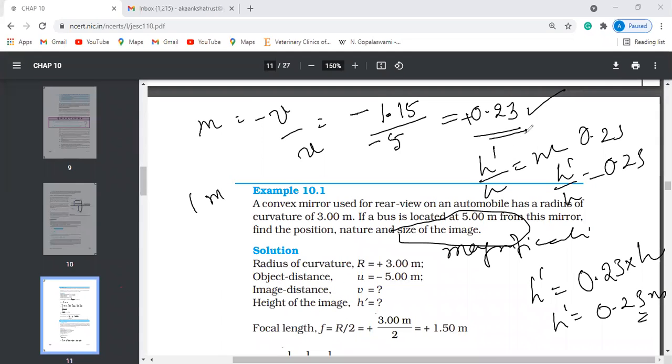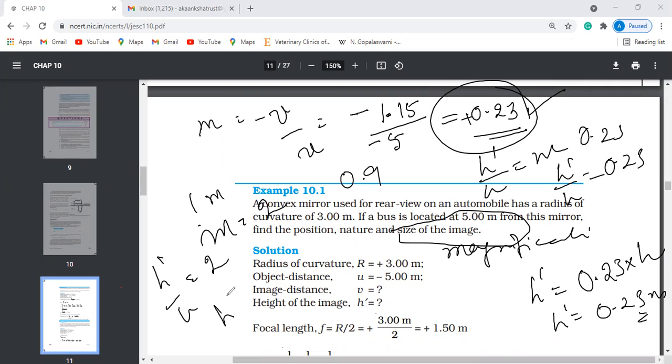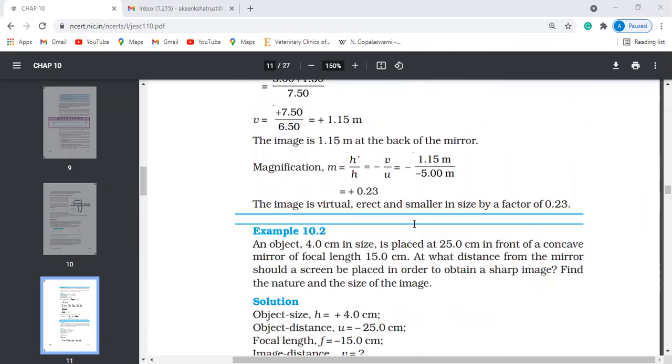So when you get values in the order of a point, even if it is 0.9, then when you compare the height of the object and the height of the image, the height of the image has been reduced. In case you get 1 or 2, for example if you have m as 2, then h dash divided by h is equal to 2, correct? So h dash is equal to 2 times the height of the object. So the height of the image has been doubled. Okay, great. So this is the problem. Hope you have understood till here.